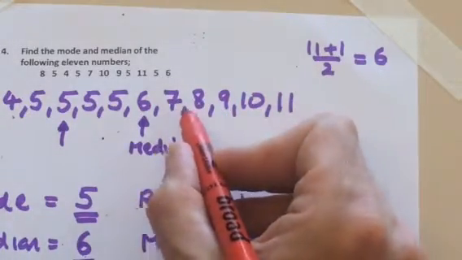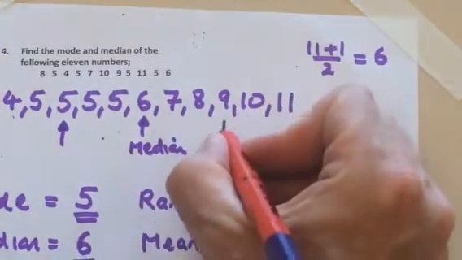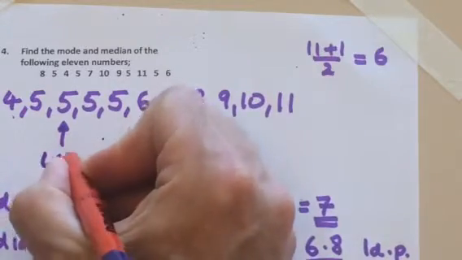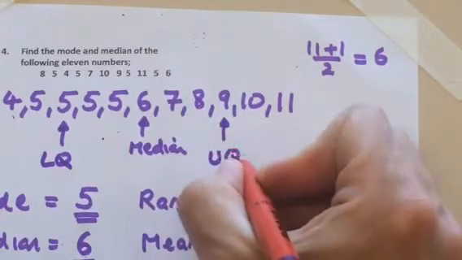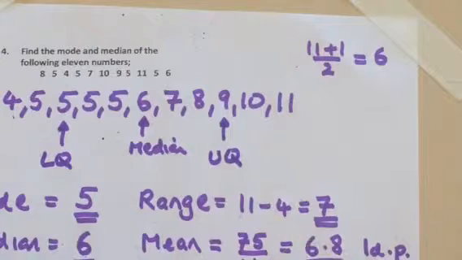The upper quartile, there are 5 numbers here, and the middle number is 9. So the upper quartile is 9. And so the interquartile range is the difference between those. 9 minus 5 equals 4. And that's that question completed.